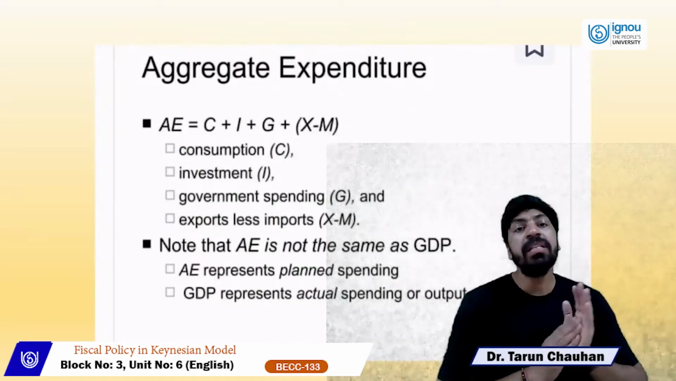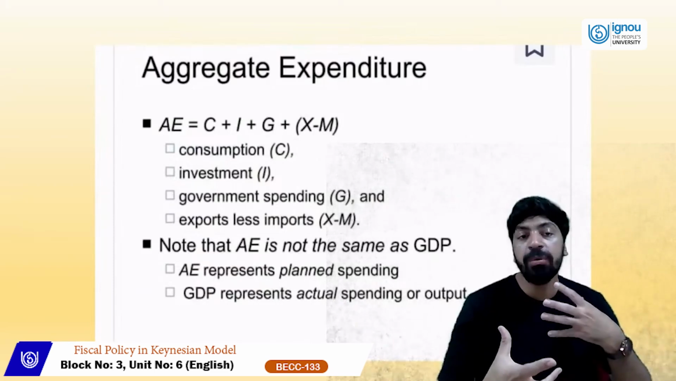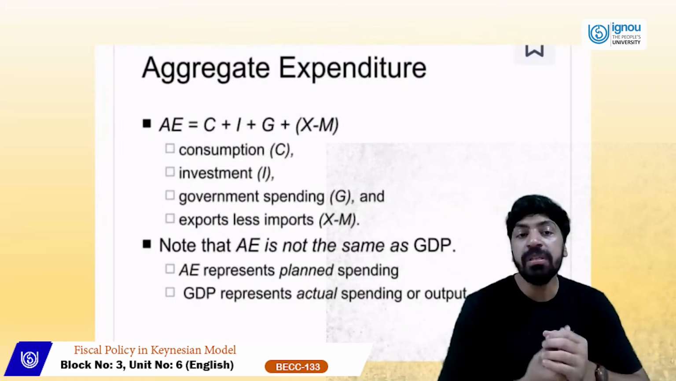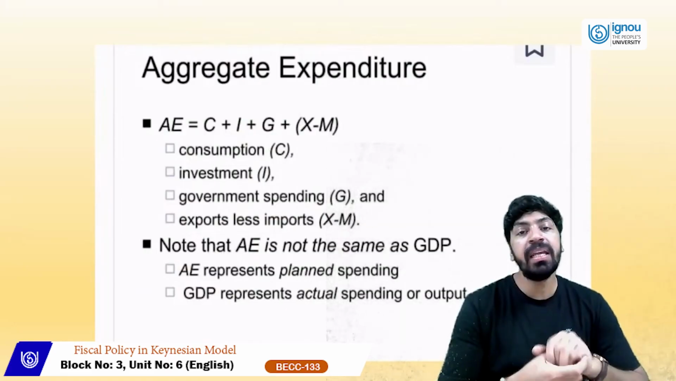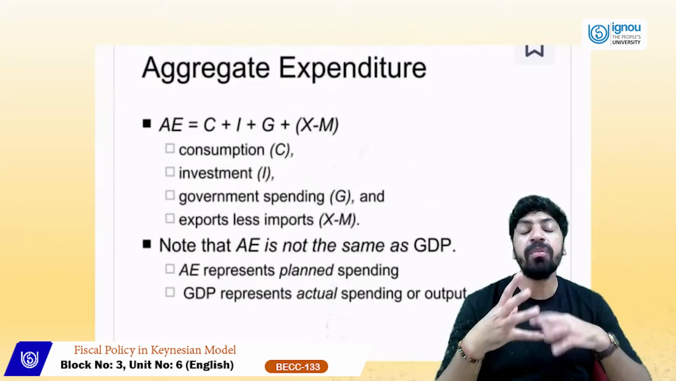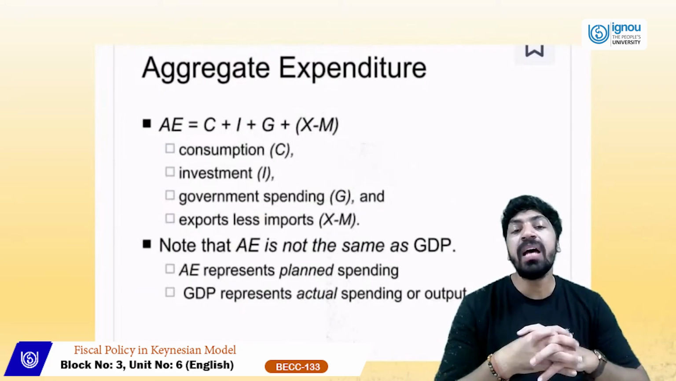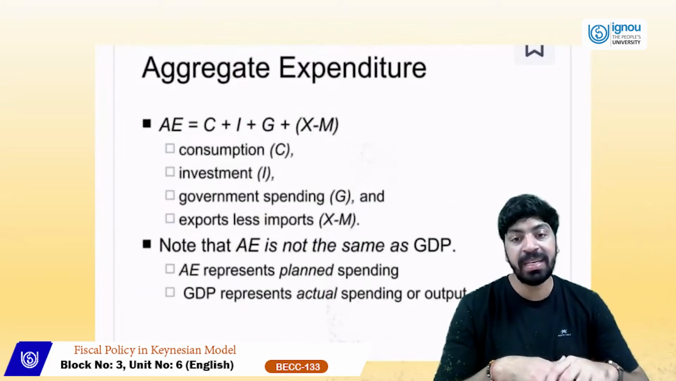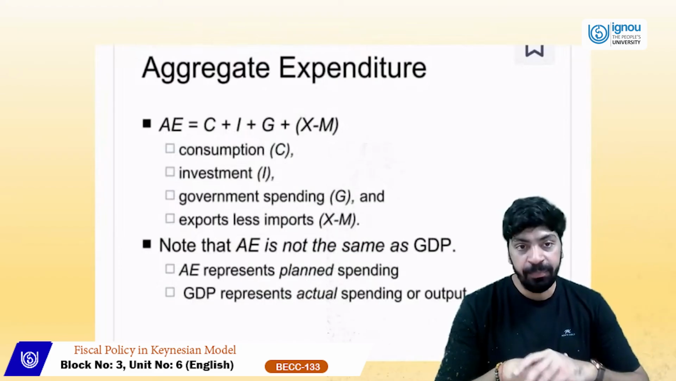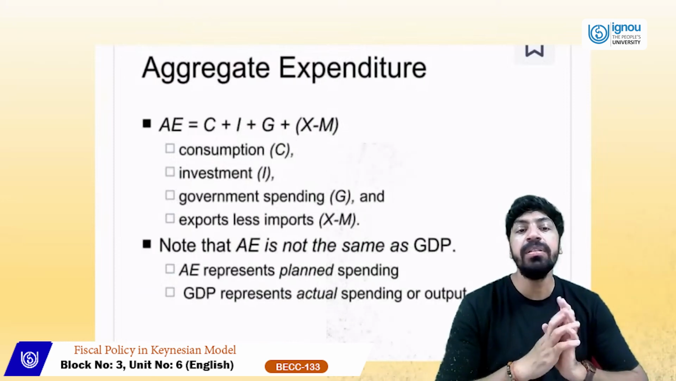The next concept is aggregate expenditure symbolically. It is the combination of consumption, investment, government spending, and net exports. How do we calculate net exports? That is the difference between exports and imports, that means X minus M. Government spending stands for G, investment stands for I, and consumption stands for C.